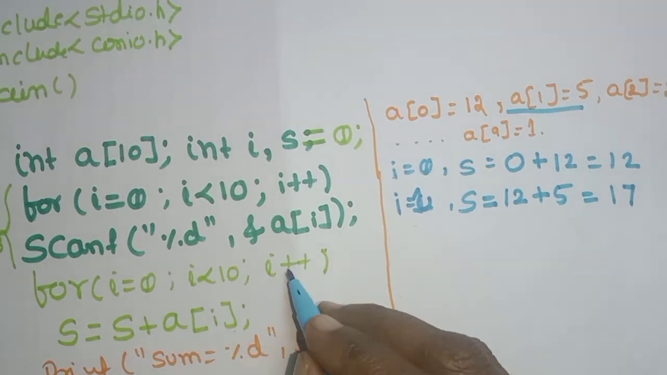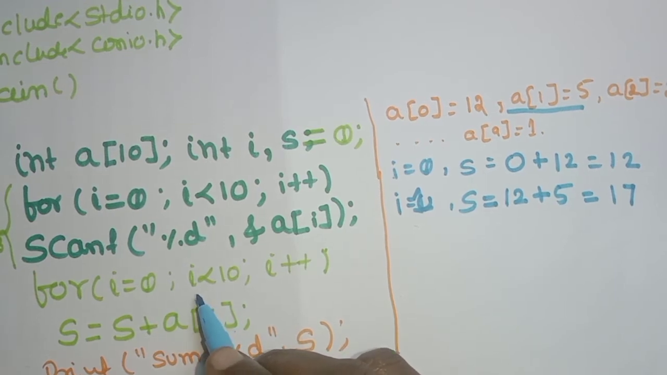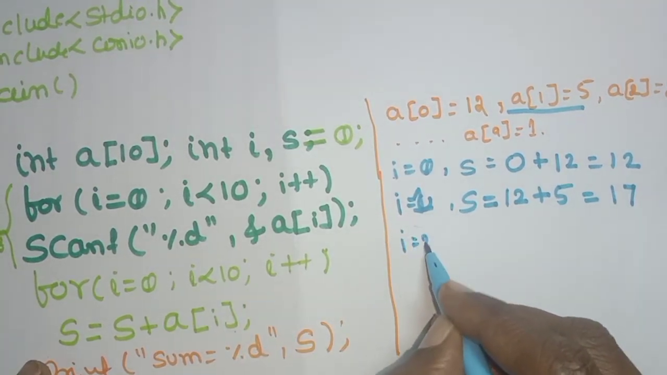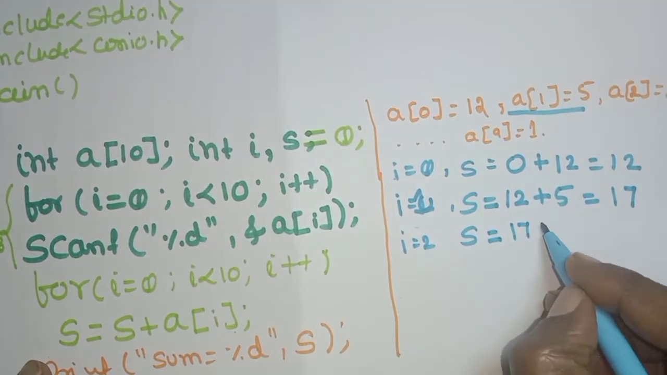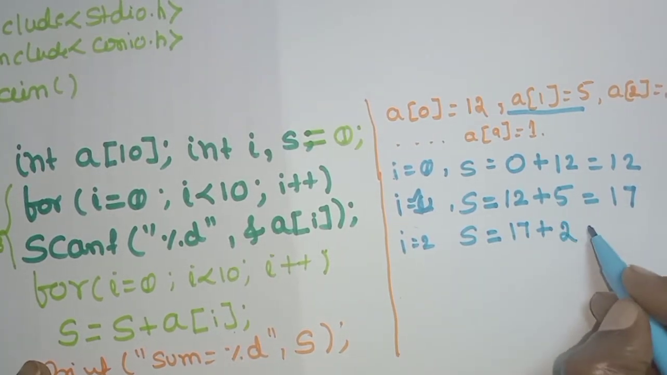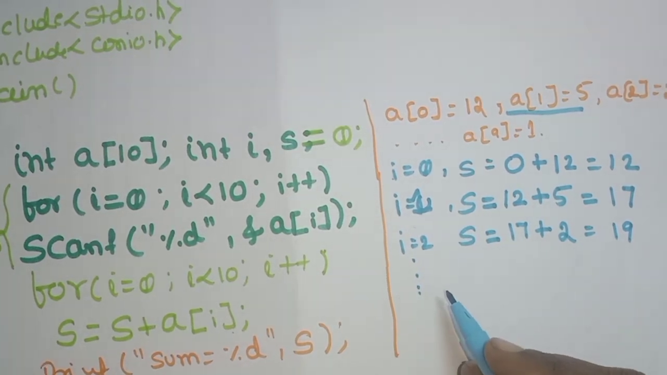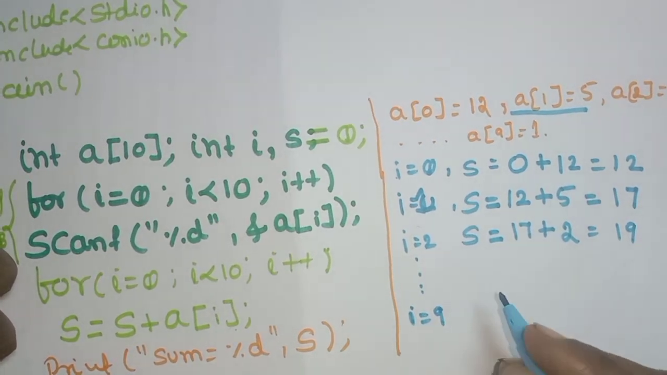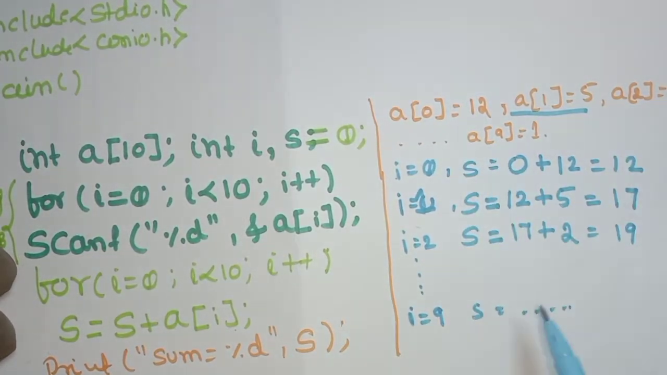Next, the i value is incremented, that is i is equal to 2. Check the condition, that is 2 is less than 10. Condition true. For i is equal to 2, s is equal to how much? 17 plus a of 2. a of 2 is equal to 2. This gives 19. Like this, the i value is incremented till i is equal to 9, and finally, whatever the sum may be, it is going to find the sum according to the values you gave.